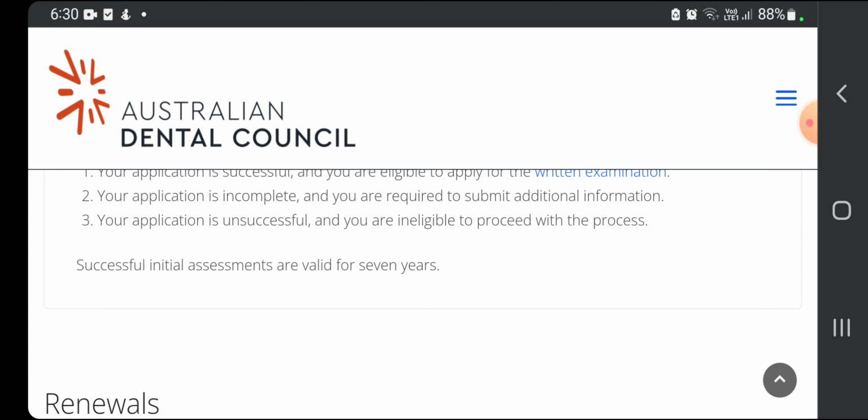You have to understand one thing: this initial assessment is valid only for 7 years. So once you apply for this and it is successful, it is applicable for 7 years.